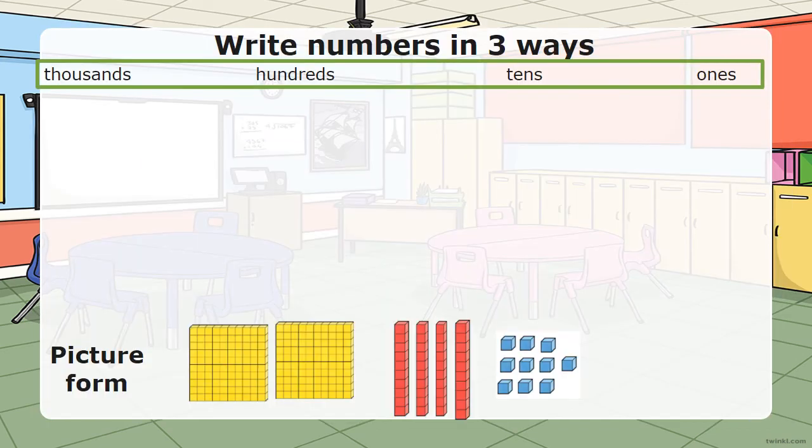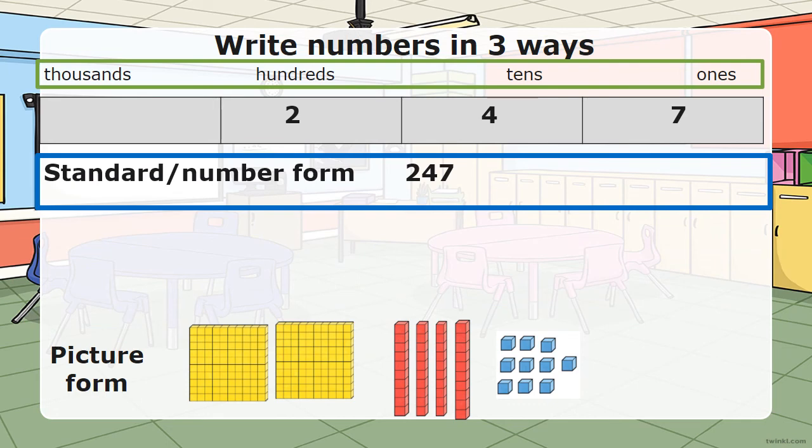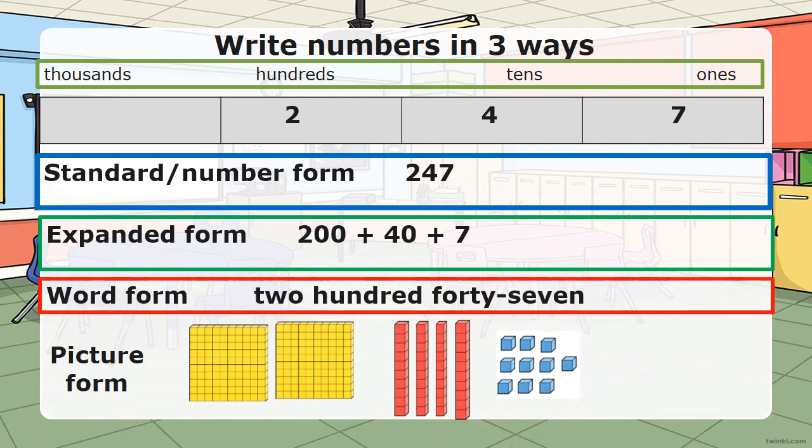All right, let's look at these. So we have 2 hundreds, 4 tens, and 7 ones. And we write it in standard form. We write it in expanded form. And we write it in word form. At the bottom, you will see the picture form.